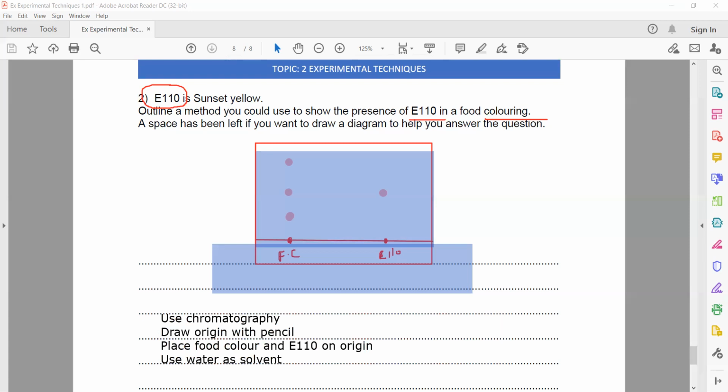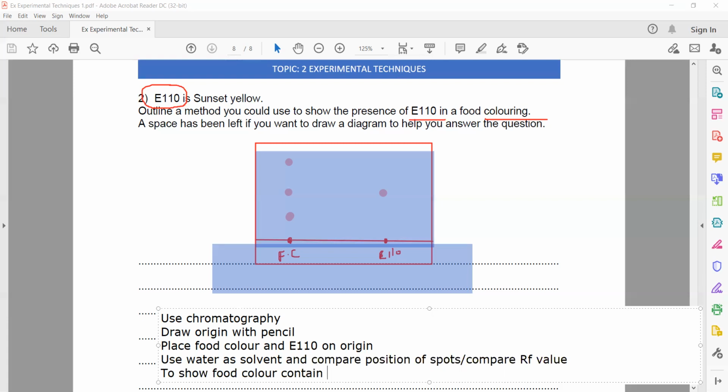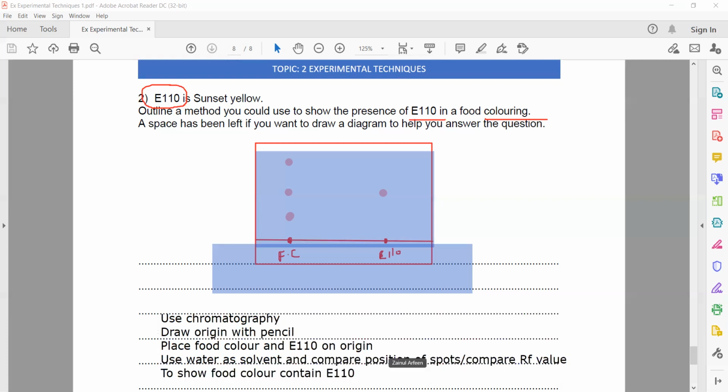Then we will compare the position of the spots, or you can mention compare RF values, to show the food color contains E110. Is this experiment clear?